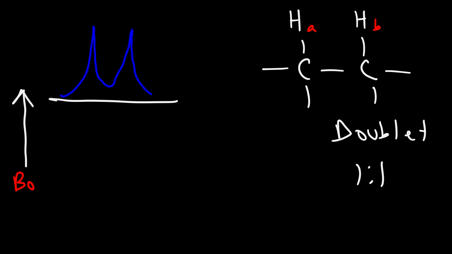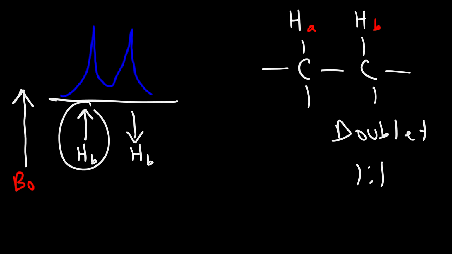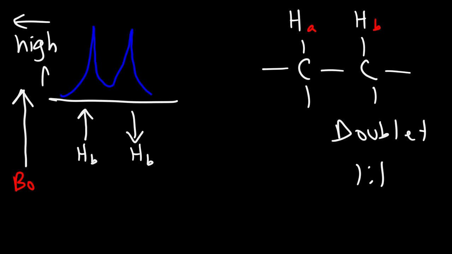Proton B can have a magnetic field that is aligned with the applied magnetic field, or it can have a magnetic field that's aligned against it. Now, if it's aligned with the magnetic field, the net effect on proton A will be a stronger magnetic field because those two lines will add up. And so this particular peak will appear downfield. It's going to have a higher frequency due to the stronger net magnetic field.